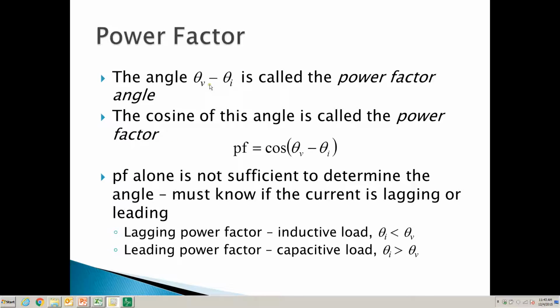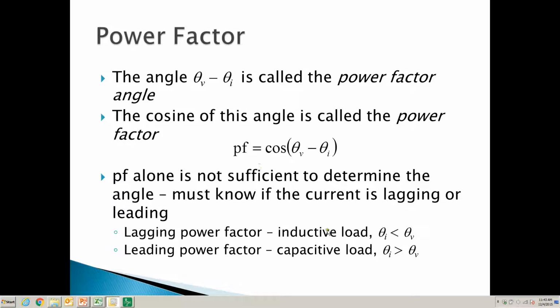The difference between the phases of the voltage and the current through an element is called the power factor angle. And the cosine of this angle is called the power factor. And the power factor is going to become important because it tells us about the efficiency with which power is delivered in a system. But this power factor alone is not sufficient to determine the phase angle. So we know that if the current and voltage are in phase with each other, we have a completely resistive system, and the power factor is going to be identically 1.